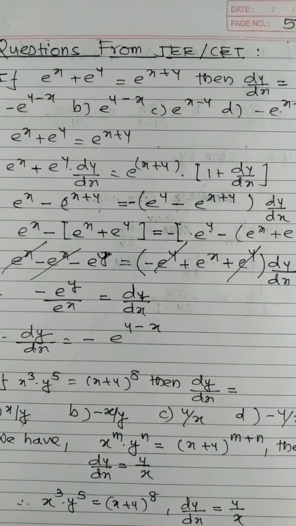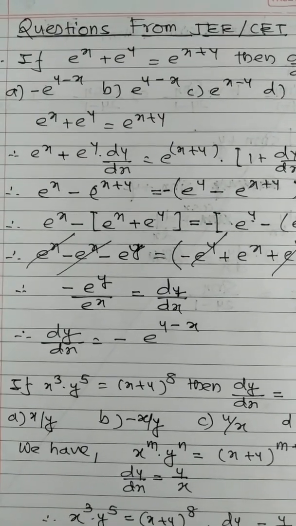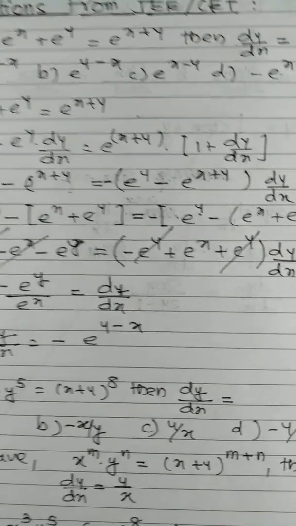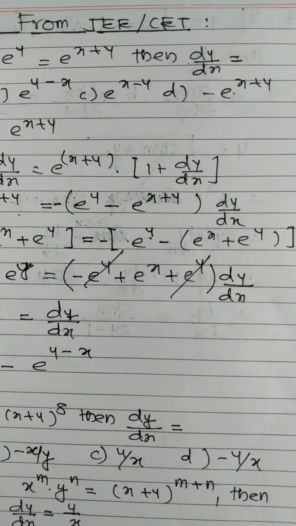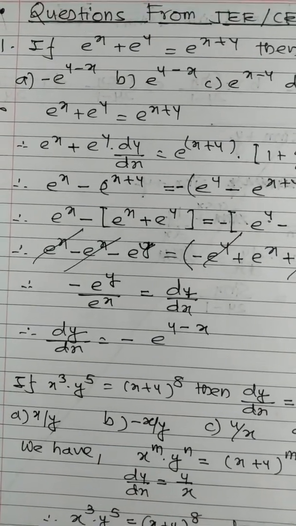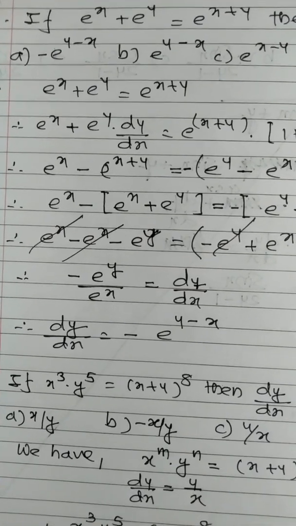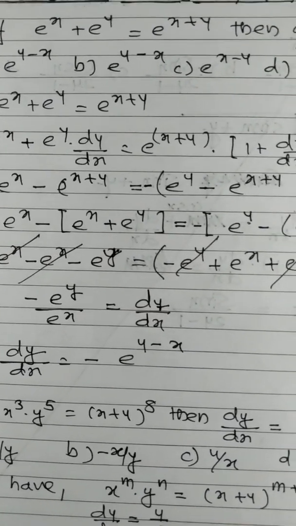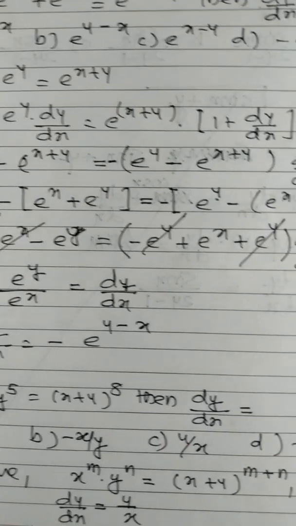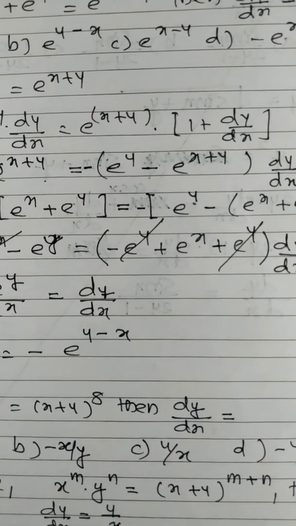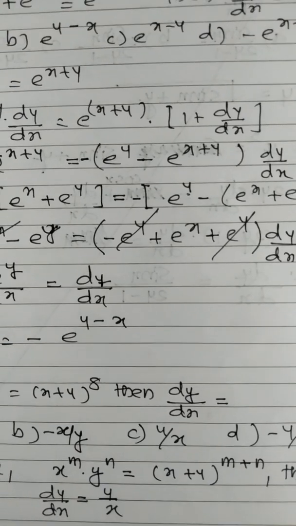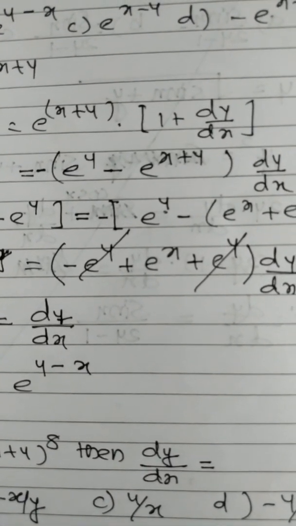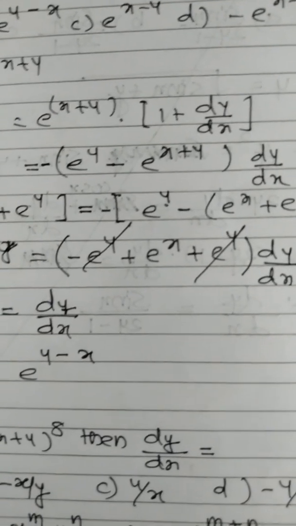Now a question from JEE. Consider e^x + e^y equals e^(x+y); then we have to find dy/dx. Options are given. Differentiate first with respect to x: e^x + e^y times dy/dx equals the derivative of e^f(x), which is e^f(x) times f'(x), so e^(x+y) times (1 + dy/dx).